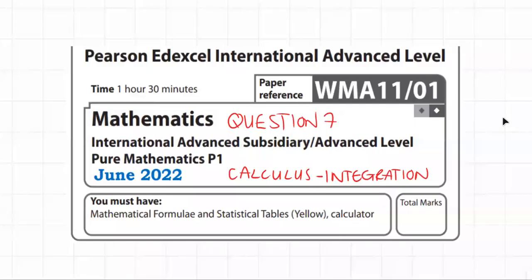This is the Edexcel IAL, June 2022, Pure Mathematics 1, P1. This video is going to do question 7, calculus, integration and graphs, finding the equation.